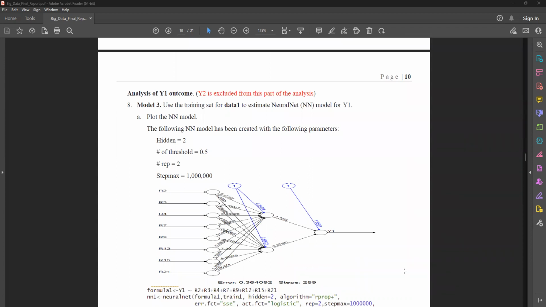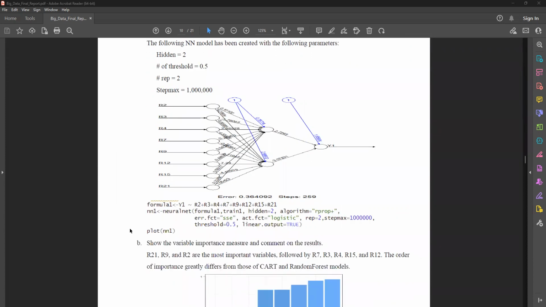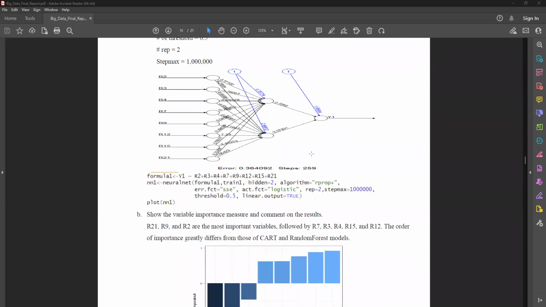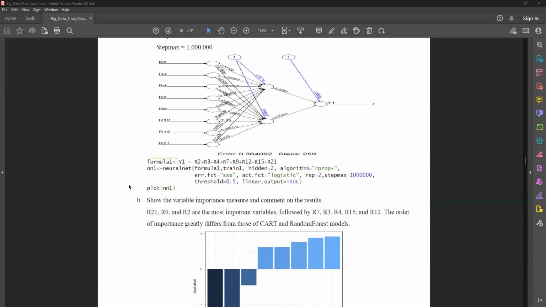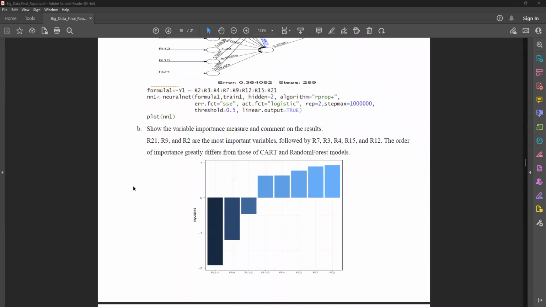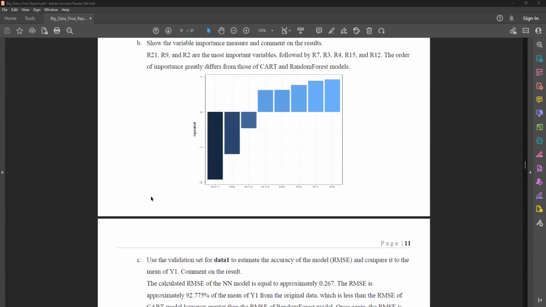We've created our model based on the parameters provided right here, and this is simply showing the plot of the neural net model. In terms of variable importance, R20, R9, and R2 are the most important variables. So the order of importance differs greatly from those of the CART and random forest models.